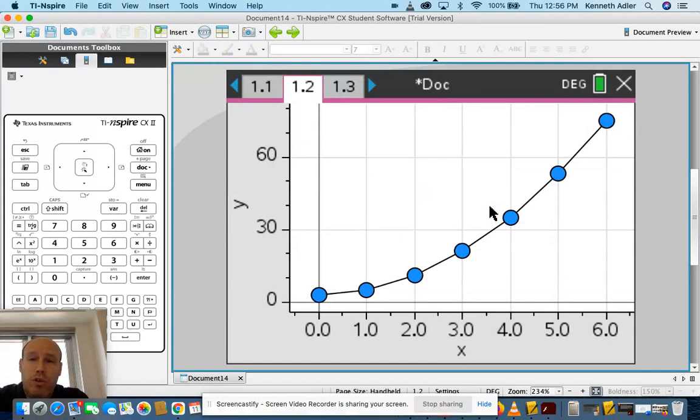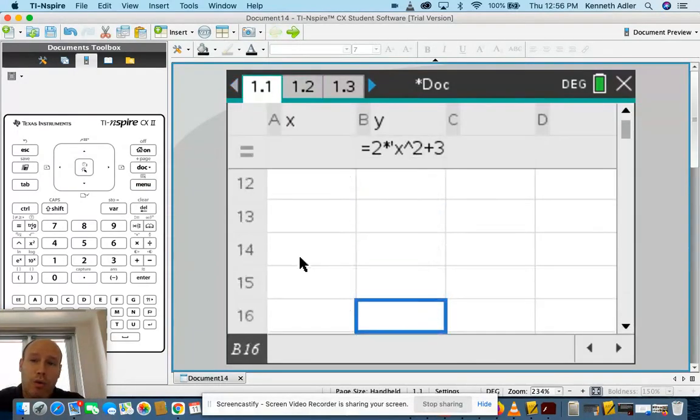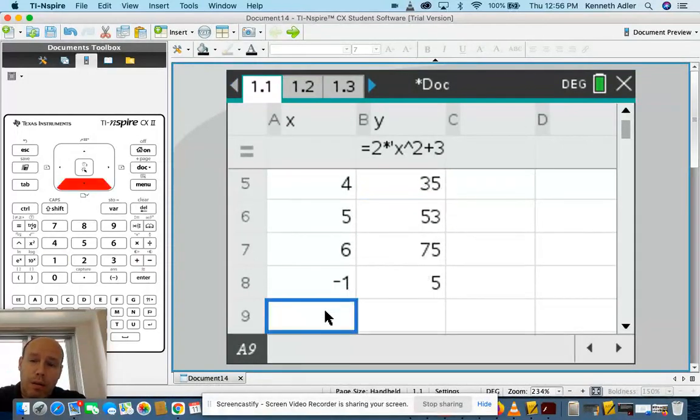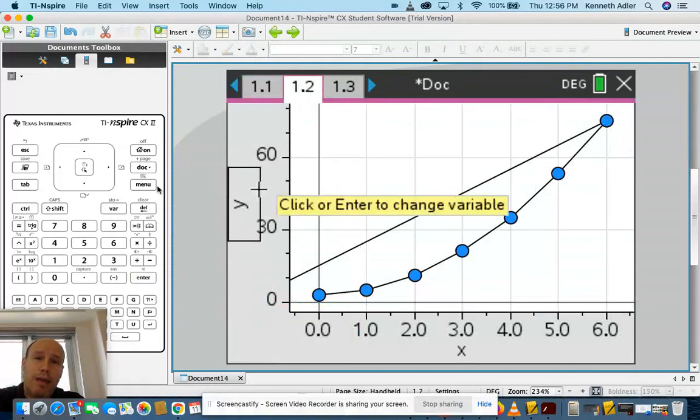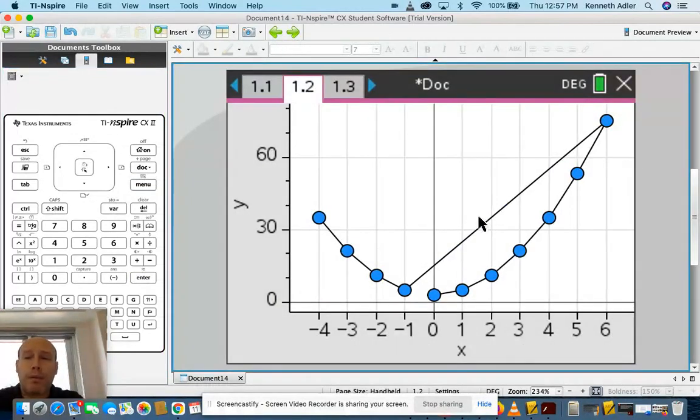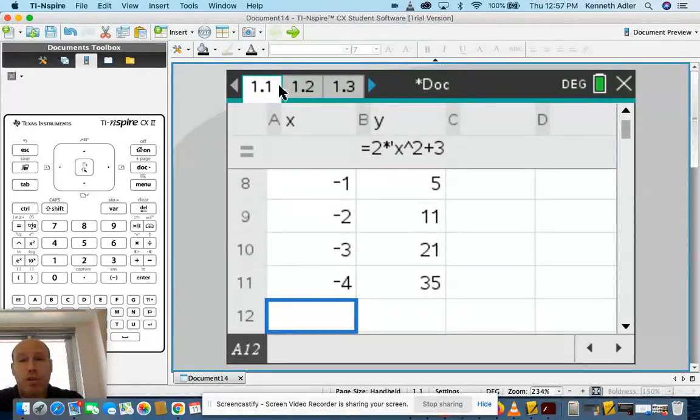I could add some other points, and I can go to add -1, -2, -3, -4. I can go back once again to menu, zoom, fit the data. We have the parabola. Whoops, it's okay. So we have a parabola, and what we've been studying the last couple of years is just what do these functions look like? Once again, given a domain, plug the numbers into the rule, come up with y values, plot the points. And so we study linear, exponentials.